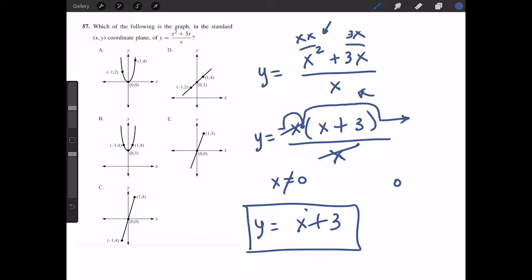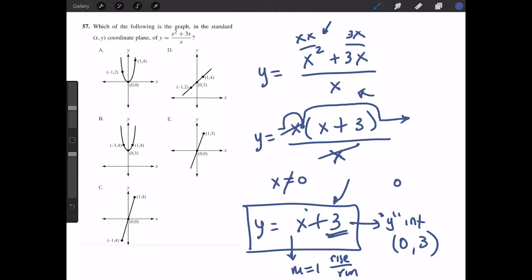Okay, so if we look at these graphs, which one is a match for y equals x plus 3? Well, this is just a linear equation. The slope is 1. That, remember, is rise over run. And then this right here is a y-intercept point. So we plug that into the x comma y format coordinate point. X is 0, so y is this value right here, 0, 3. So look for a graph that has a line, this is the equation of a straight line, passing through 0, 3. And the only one that has that is choice D, right here.